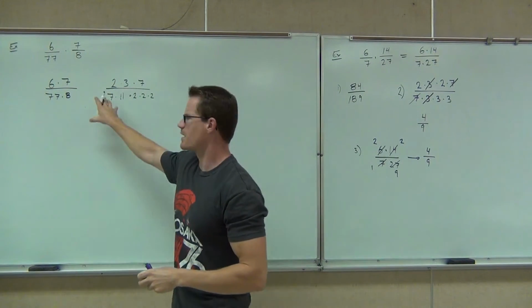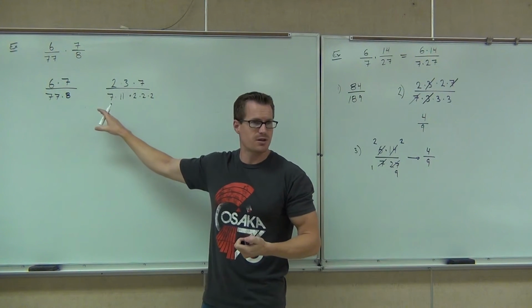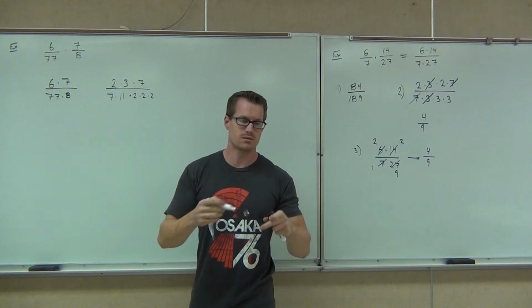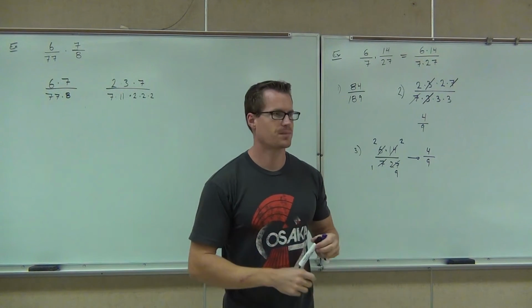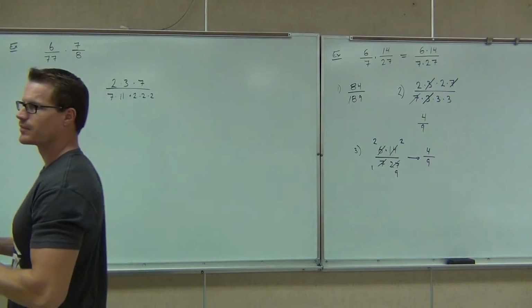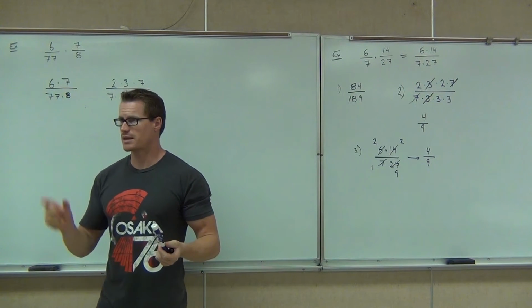Are you okay getting down that far, by the way? 6 is 3 times 2. 77 is 7 times 11. 8 is actually 2 times 2 times 2. That gives you 8. And then we cross out all those factors that are identical. Do you always have to do 2 times 2 times 2, or can you do 2 times 1? You could do 2 times 4 if you wanted to take that little shortcut.